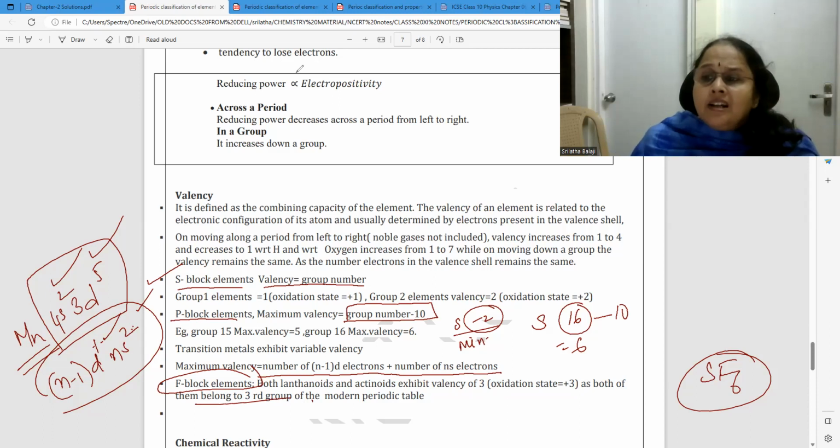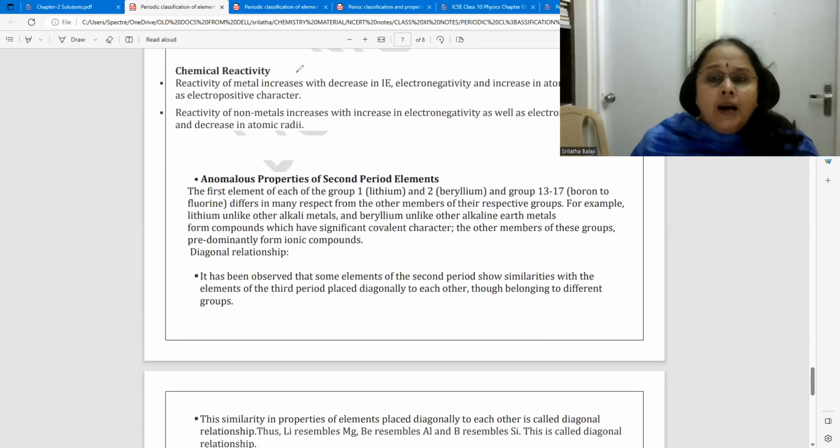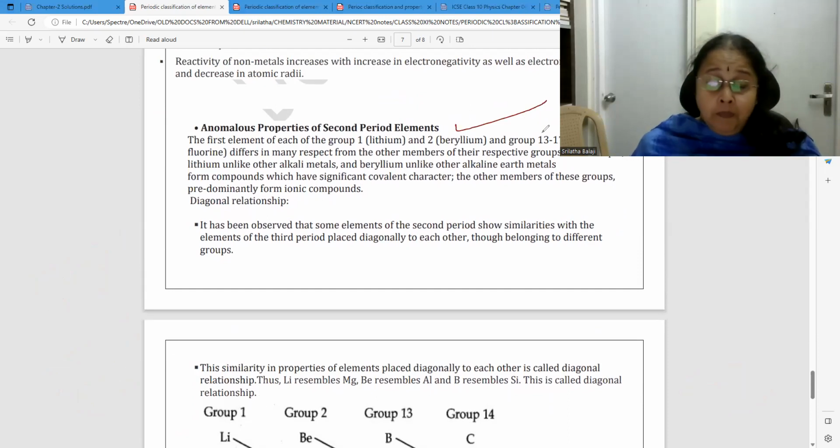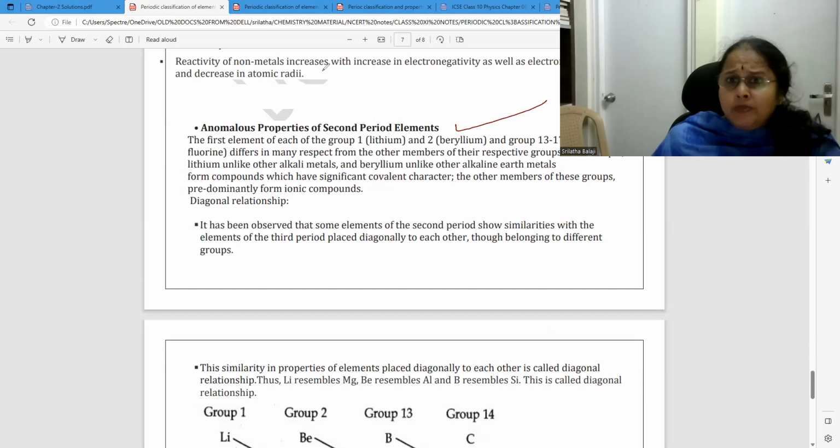Then the last is the diagonal relationship that I want to take up. This one is anomalous properties of second period elements. It's very important. This is the last segment. Anomalous behaviors. I just want you to observe this. What are the second period elements? Quickly.